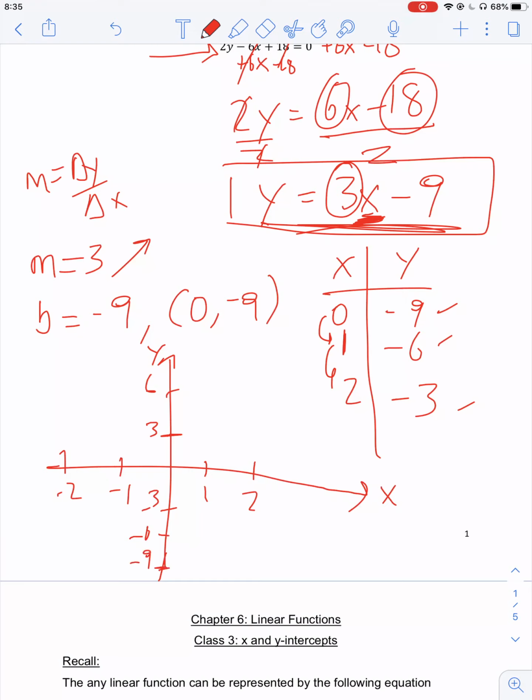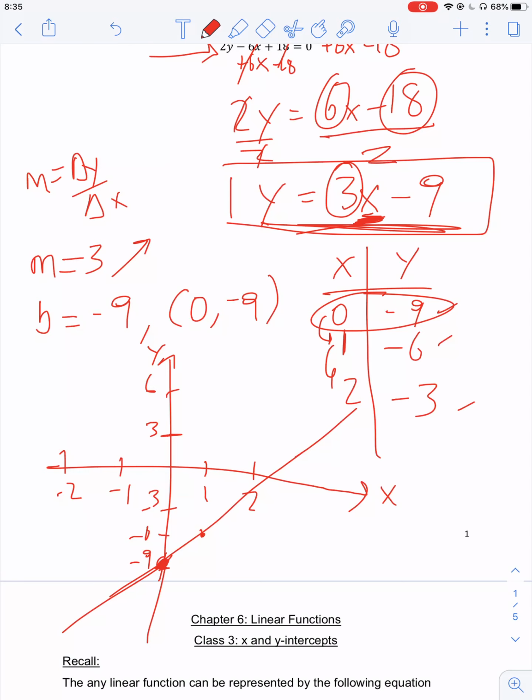So this is where my function is starting, the point 0, minus 9. My next point is at 1, I'm at minus 6. And then at 2, I'm at minus 3, but you don't really need the point here. All you have to do is just connect two dots, and this is basically what the function looks like. Okay, so something like that.